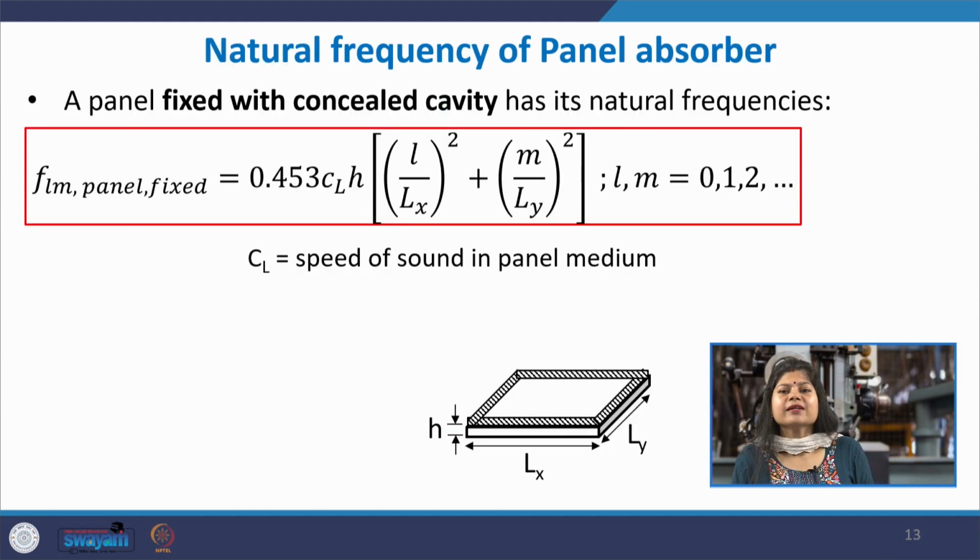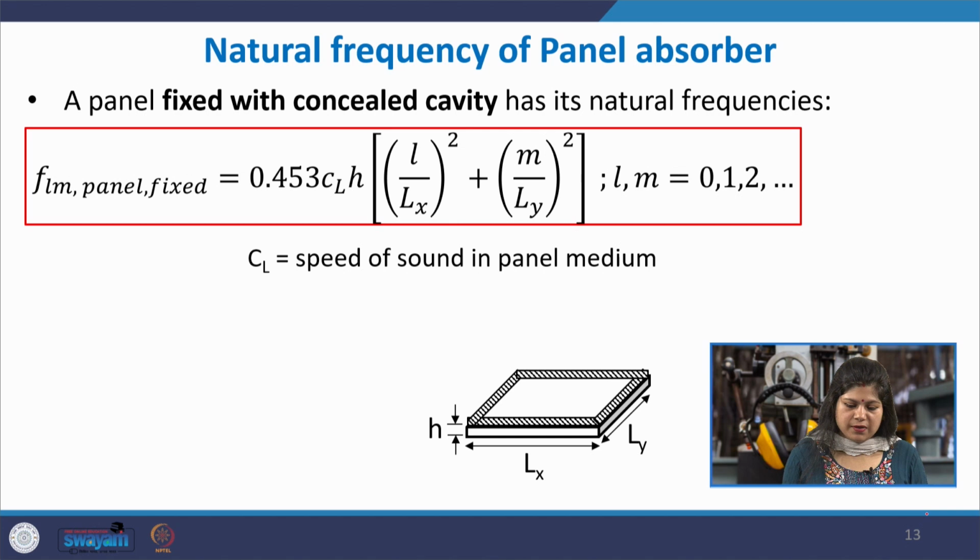Now, the natural frequency of the panel becomes very important, because it is at that frequency that it behaves as an absorber. It can absorb the sounds at its natural frequency. So, what is it? For a fixed medium with a concealed cavity, the natural frequency is given by this formulation here.